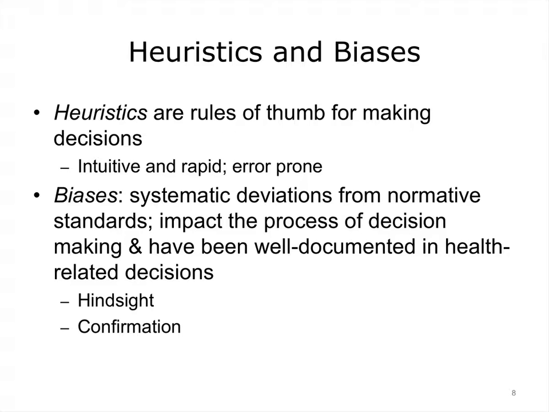They tend to be intuitive and rapid, but can be error-prone. Biases are systematic deviations from normative standards. They can significantly impact the process of decision-making and have been well documented in the context of health-related decisions by clinicians as well as patients. There are several well-documented biases, including hindsight and confirmation bias.